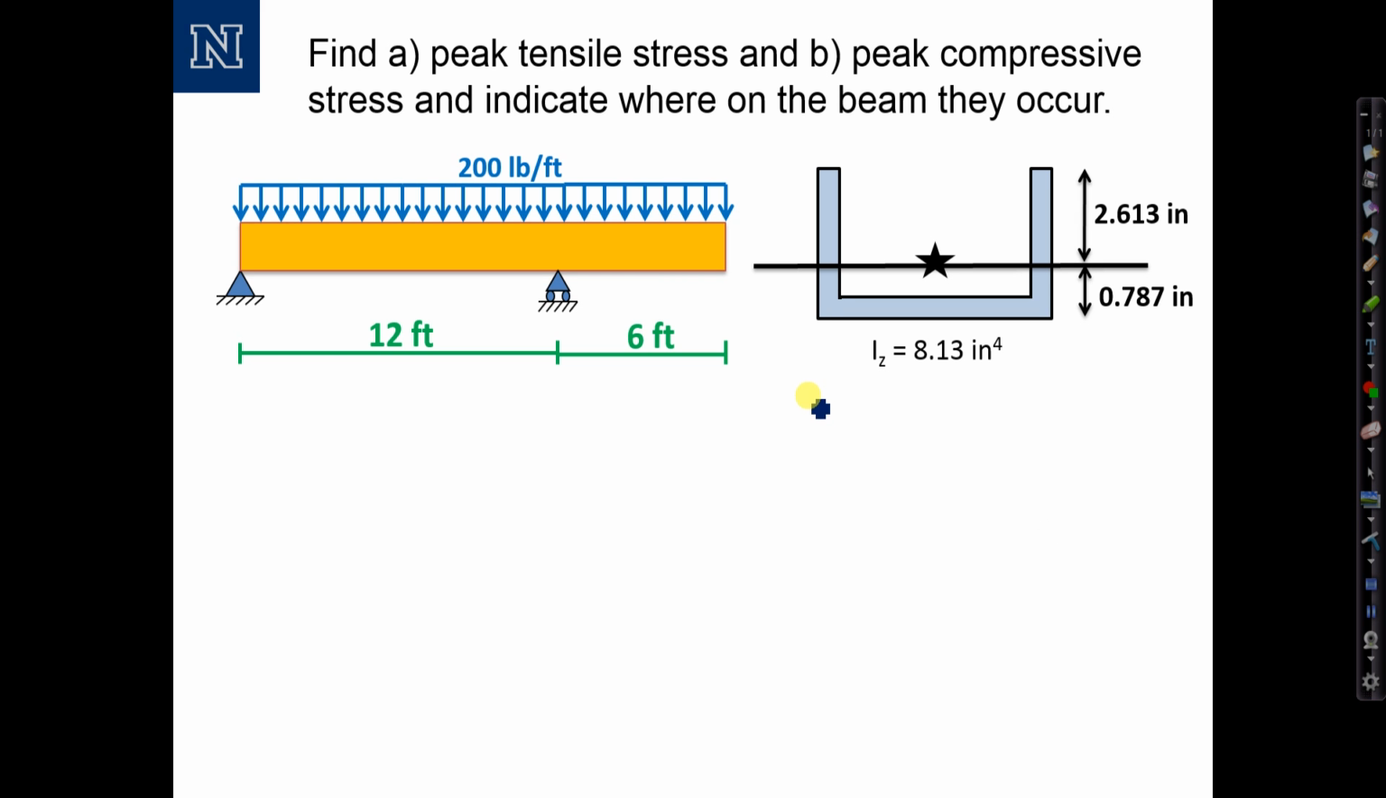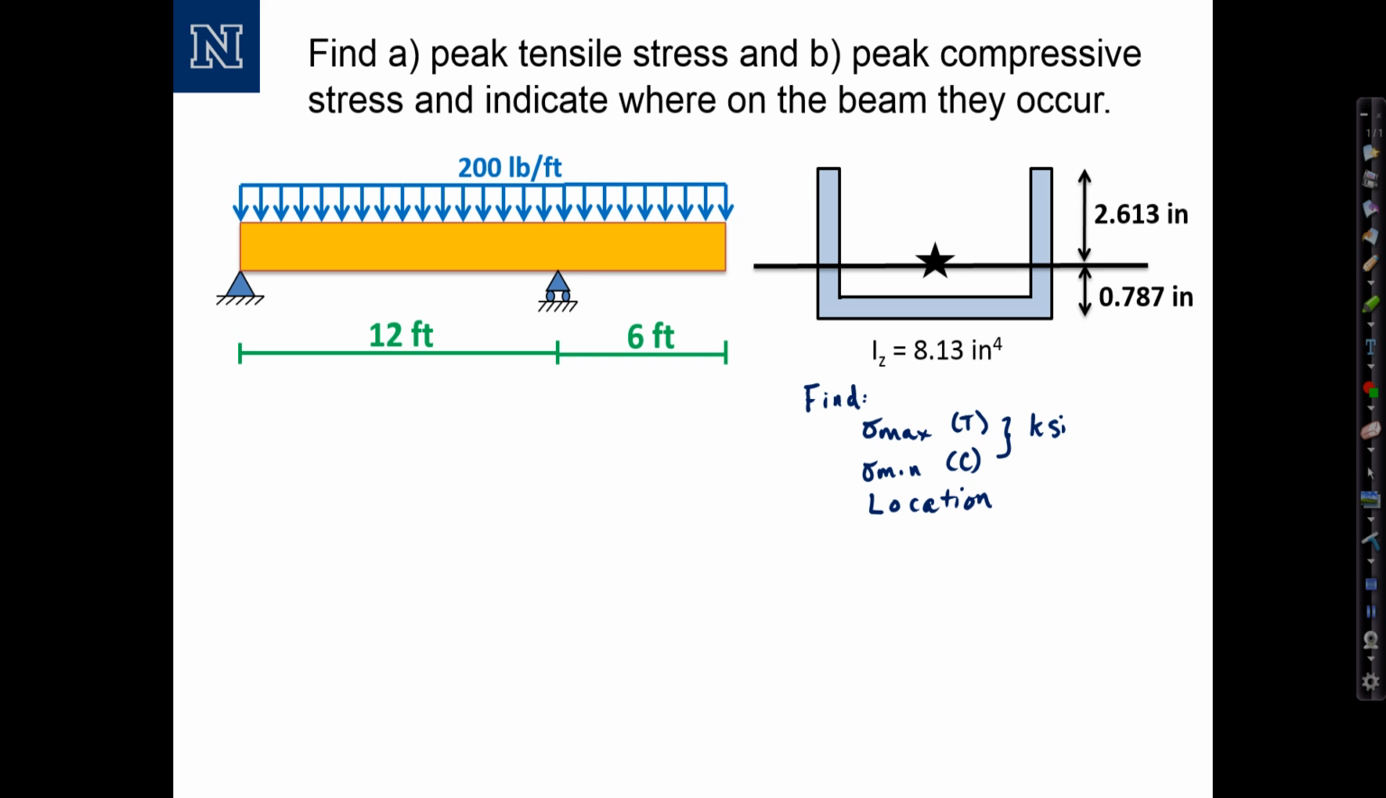Anyway, let's summarize what we need to find. We need to find sigma max, or the maximum tensile stress, and sigma min, or the maximum compressive stress, and because we're working with English units, we desire these in KSI. We're also asked to find the location at which those maximum stresses occur.